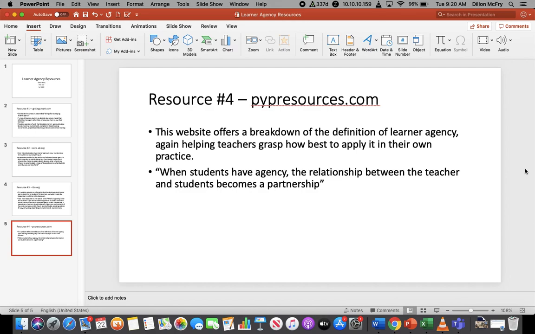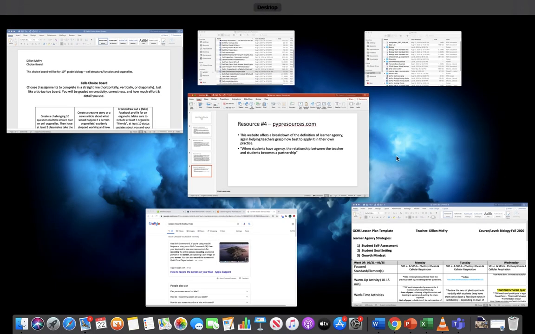I found this to be very important because it is a partnership. Learner agency has to be a partnership between the teacher and the student. They have to work together to help the student succeed at the best level they can.